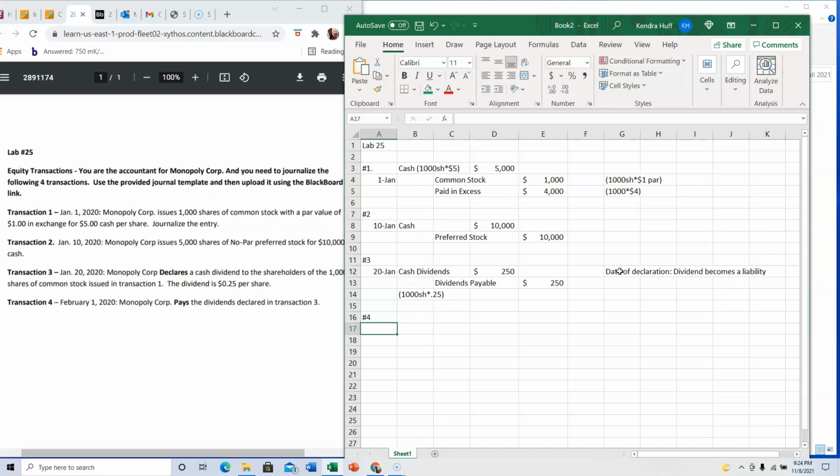And then number 4 happened February the 1st, and they actually paid this dividend that was previously declared. So it's just going to be dividends payable. It's debited, and cash is credited because you're actually paying it now. And that is it for Lab 25.